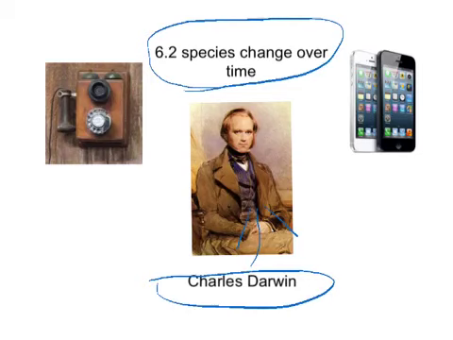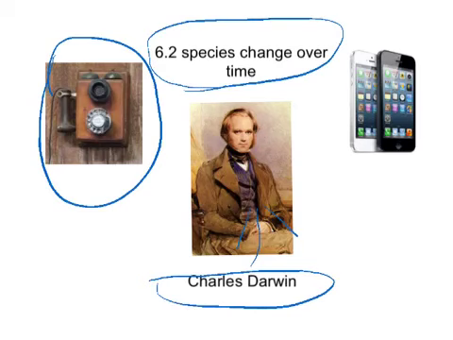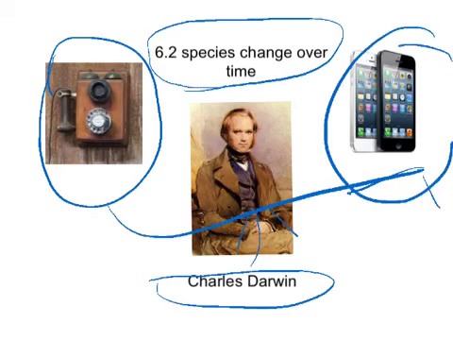As you can see to the left, there's a phone, which is very old, and then as you can see to the right there's an iPhone. And as you can see, it's a type of evolution because it went from this very old phone to this very new phone.